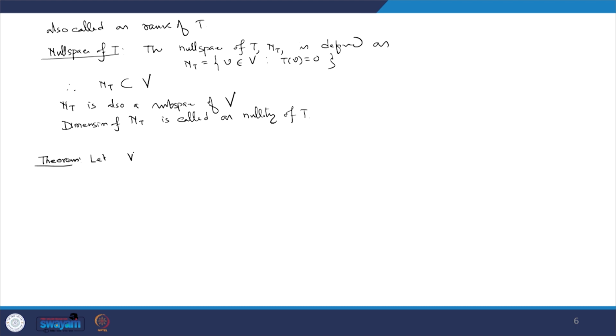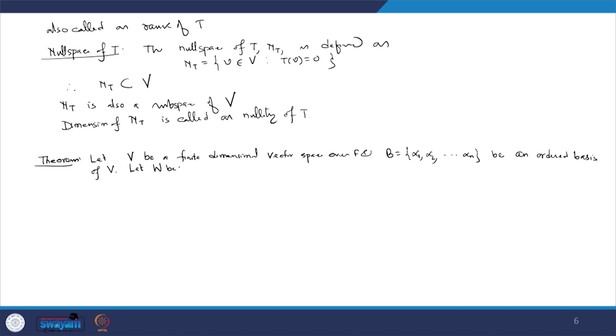Let V be a finite dimensional vector space over capital F, and B equal to {alpha 1, alpha 2, ..., alpha n} be an ordered basis of V. Let W be a vector space over capital F.